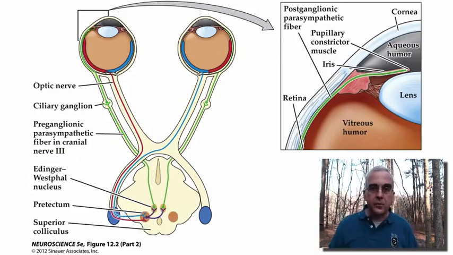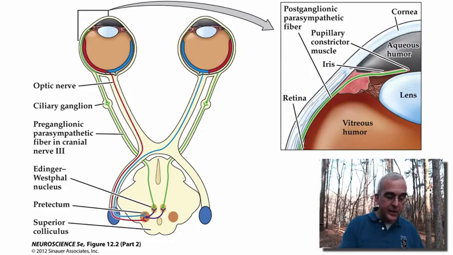Now notice one other important fact that's worth emphasizing about the organization of the motor limb of this reflex. Once the signals leave the Edinger-Westphal nucleus, they remain on the same side. That is, they remain ipsilateral.